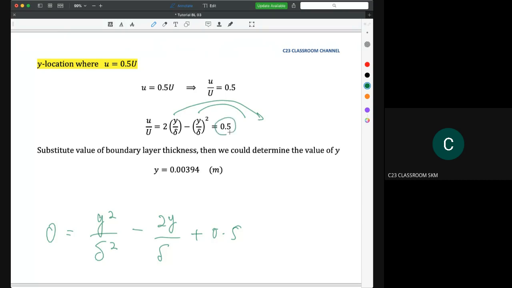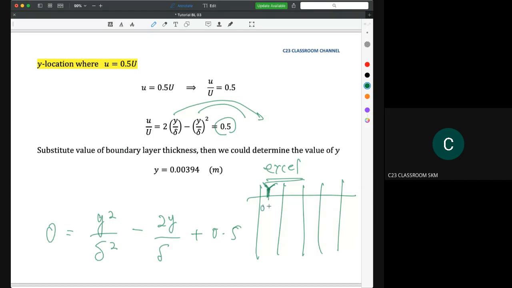From this equation, you may use Microsoft Excel. You could write a table here, and then use the trial and error method. For example, you could predict the value of y. Let's say you give 0.01 and then you calculate until the total of this expression is equal to 0. Okay, you may try this at home. So we could get around 0.00394 meters, the y location to get u equal to 0.5 capital U.